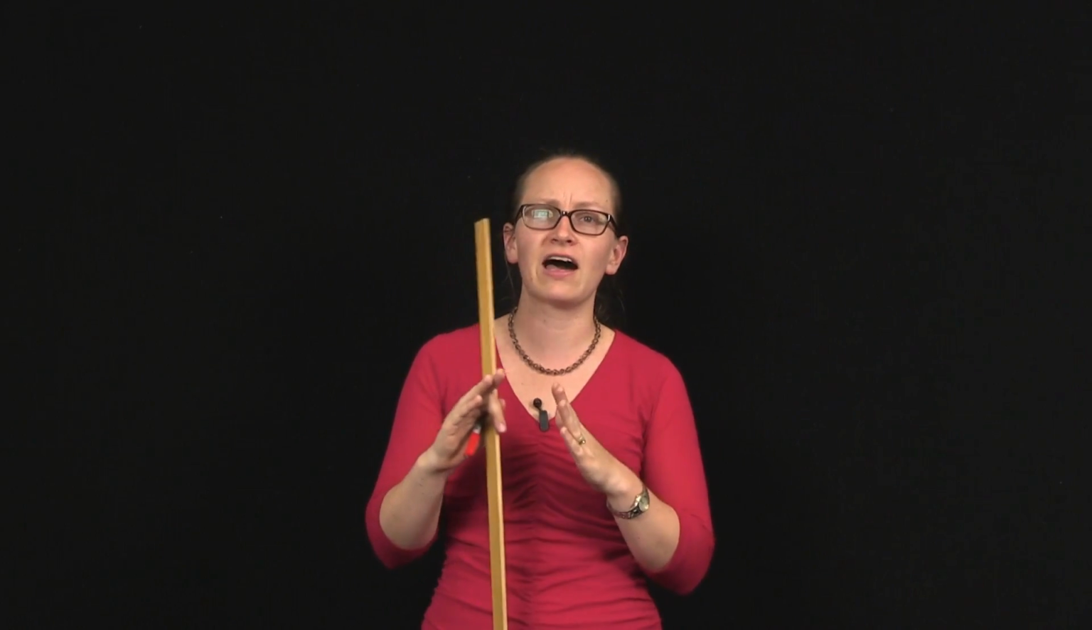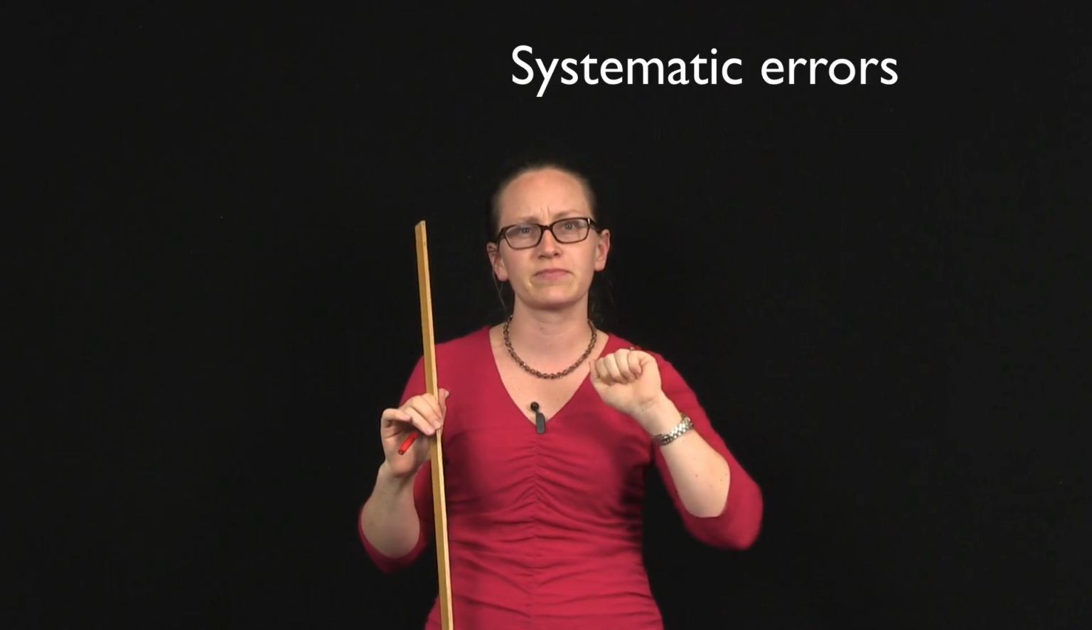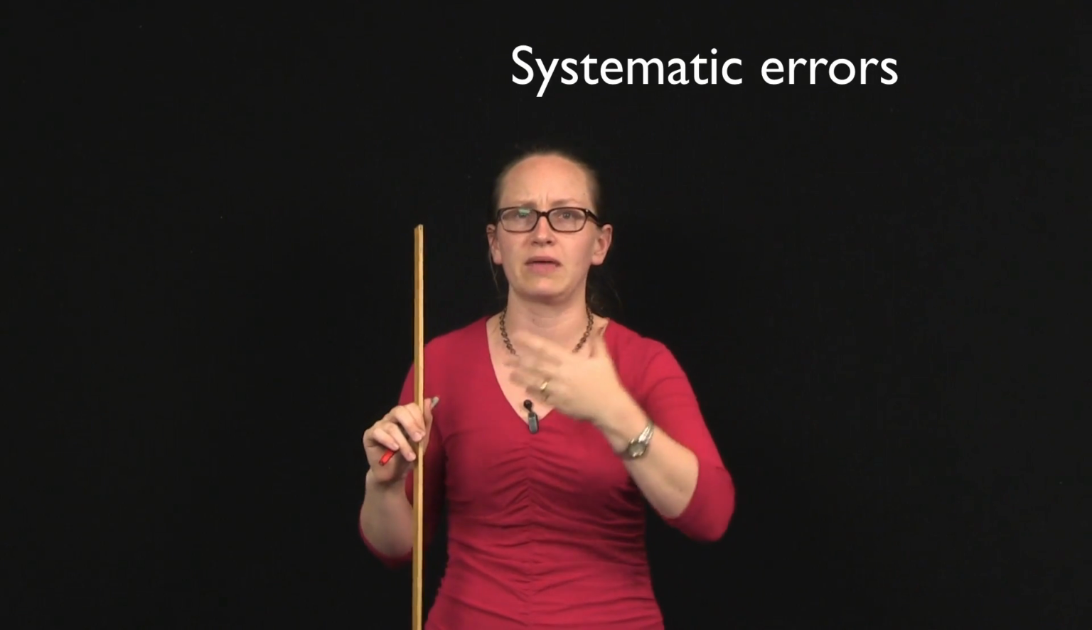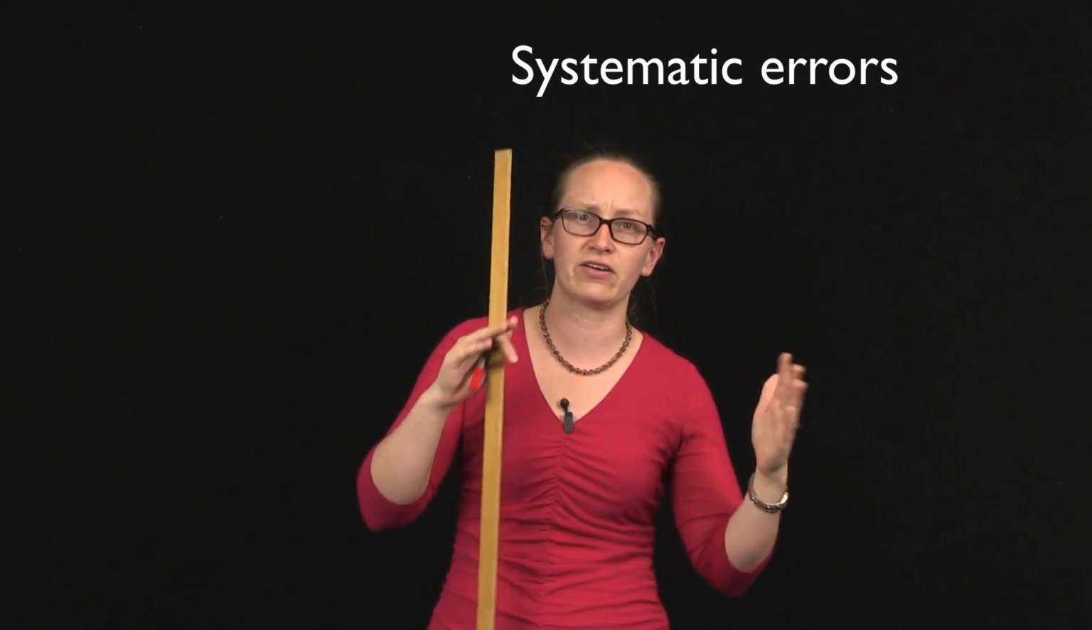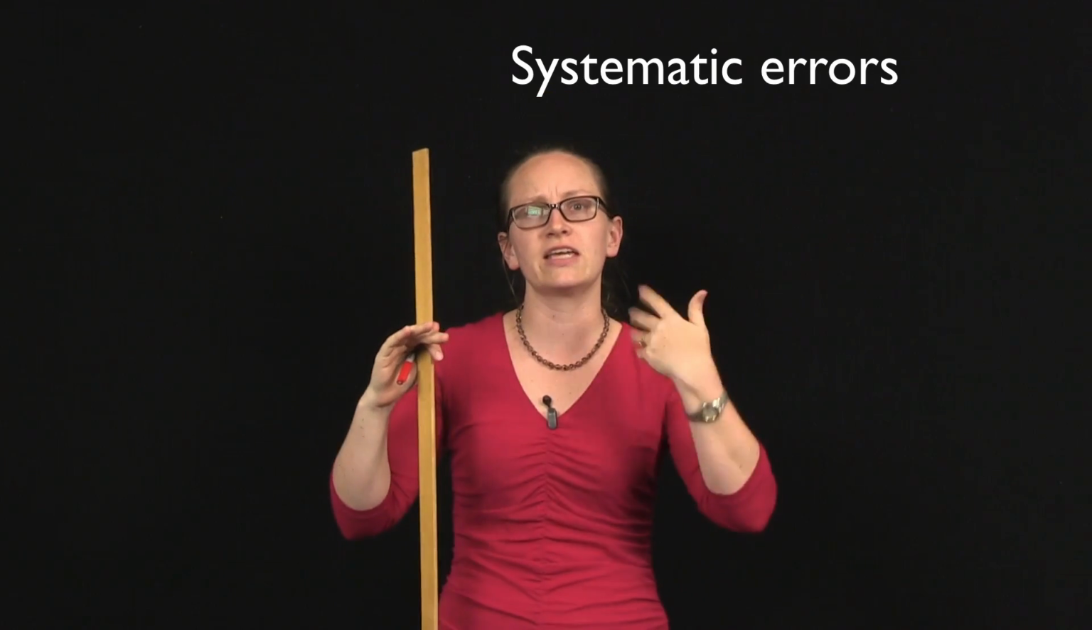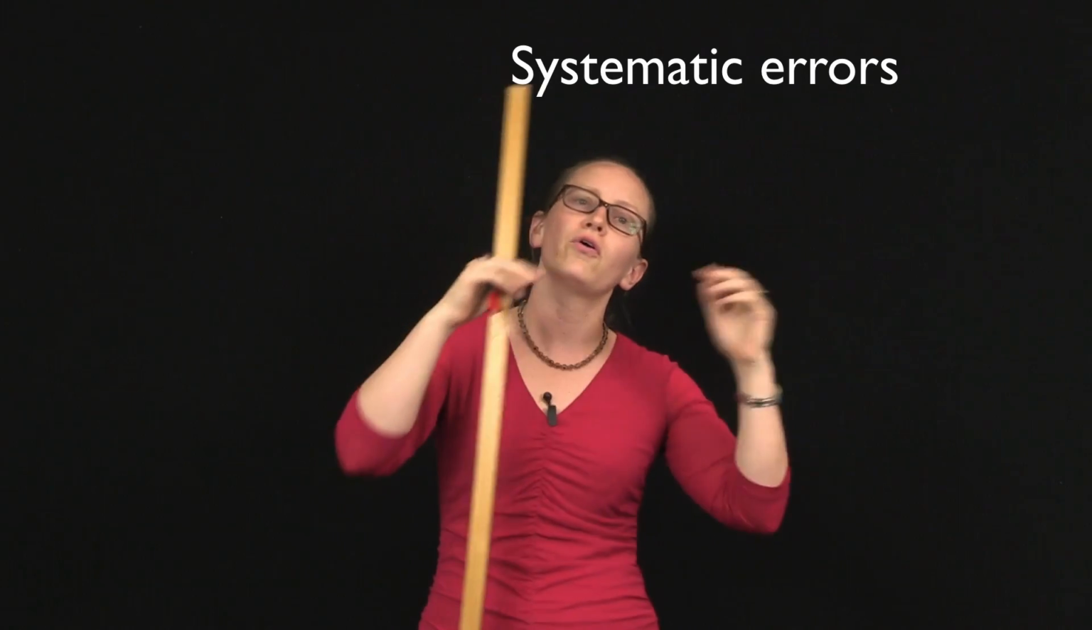So we can divide uncertainties into two big categories. We've got systematic errors. Systematic errors are errors that have a non-zero mean. So this means that the errors tend to be positive or negative. So these errors cause us to consistently overestimate or underestimate the actual value that we're using.